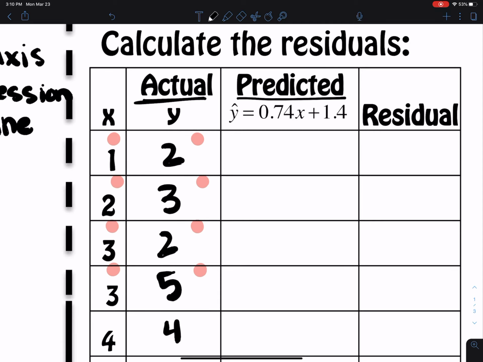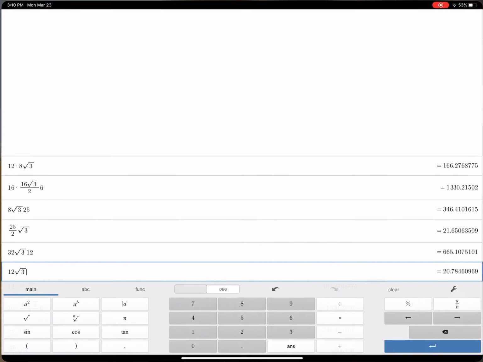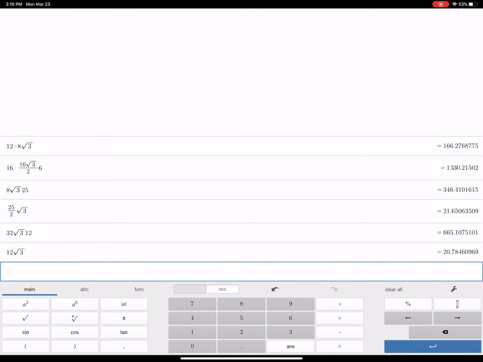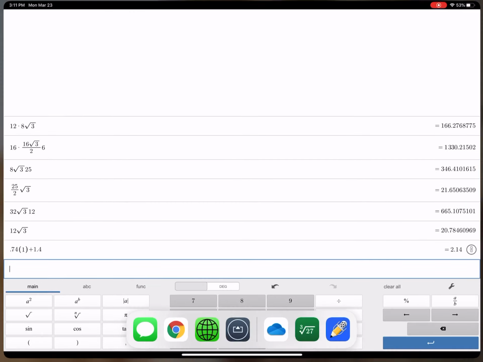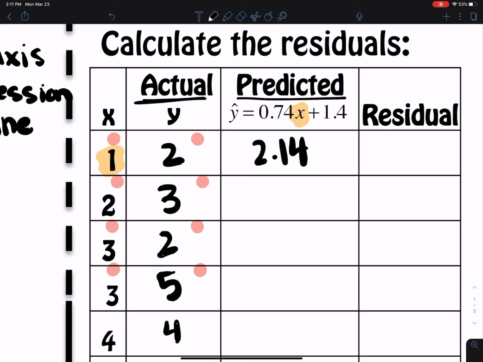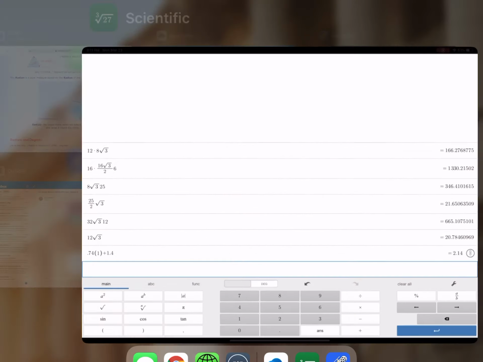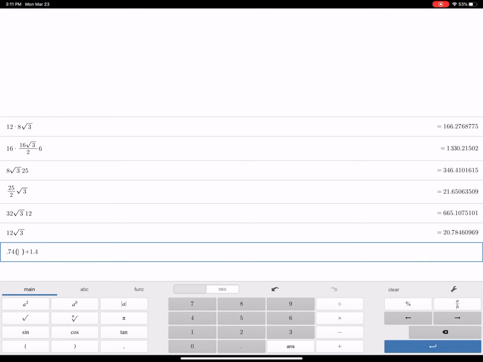Now we're going to do the predicted. So we're going to take this number and plug it in for x and then figure out what it would be. So I'm going to go to the scientific calculator on Desmos. On here, our first one, we have 0.74 times 1 plus 1.4. So that tells us that the residual there is 2.14. Sorry, I said residual, but I meant predicted. So according to our regression line, the predicted value is 2.14. Now I'm going to go back to this, and I'm going to type in 2 instead, and that tells me right over here that this is 2.88.